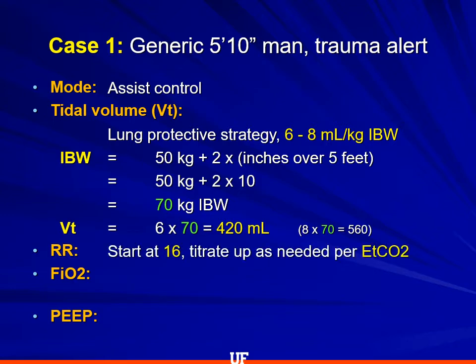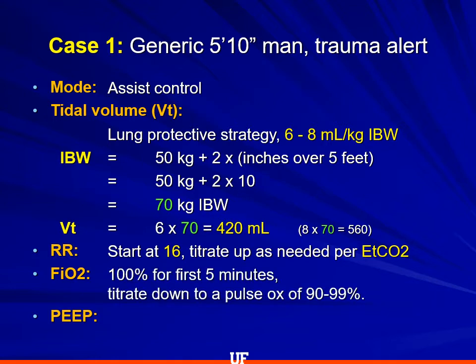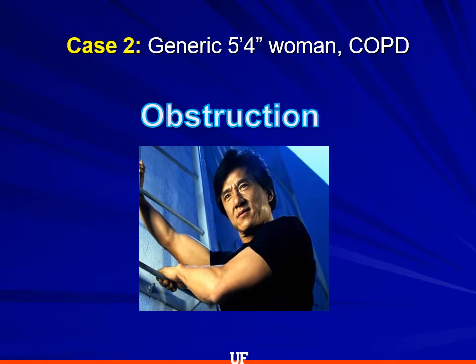Respiratory rate, since he's in the first group, is 16, and titrate up or down to a good end-tidal CO2. FiO2, start at 100%. Try to eventually titrate down to something where the pulse ox is in the high 90s. And lastly, PEEP, we'll start at 5 and titrate up or down as needed. That is it. Case 2, you have a 5'4" tall woman. She was in respiratory distress with COPD, became obtunded, and got intubated. She is in the obstruction group.